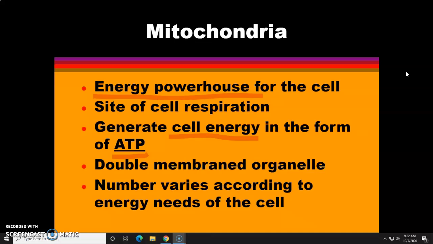Like, which body part in the human body do you think the cells would have more mitochondria? The heart, the cardiac muscle, or the bones? And of course, it's the heart, because your heart pumps nonstop your entire life, day and night. So it needs that energy.